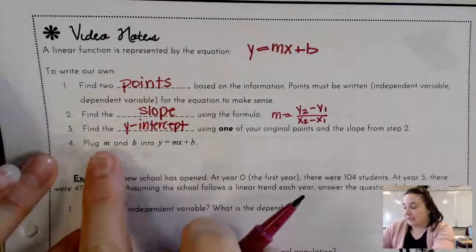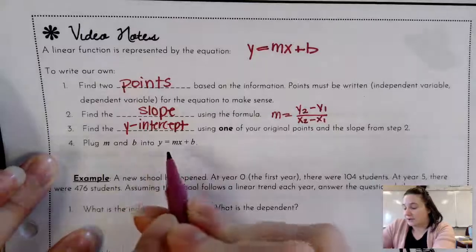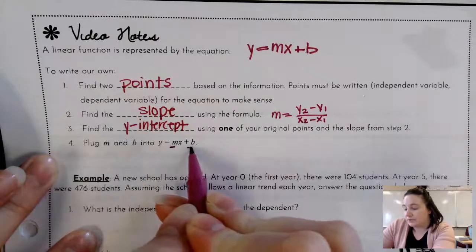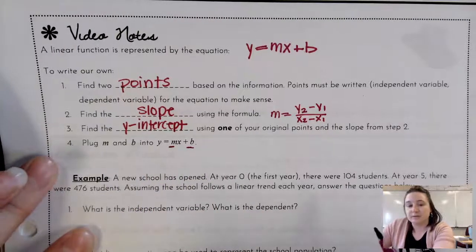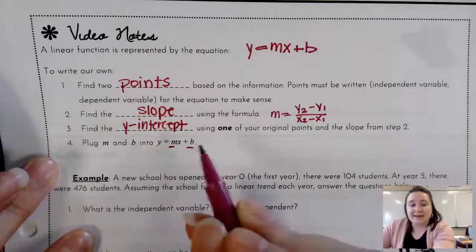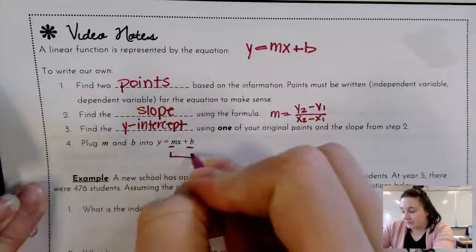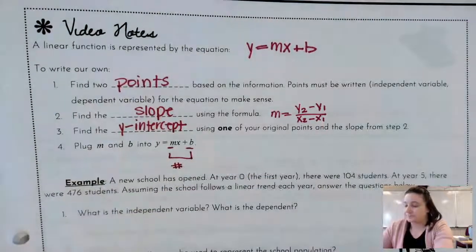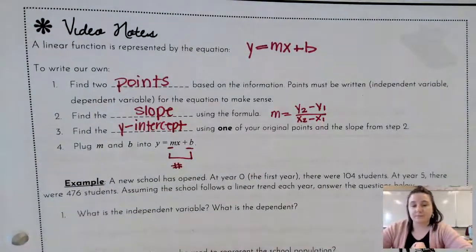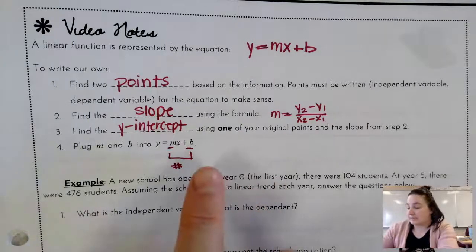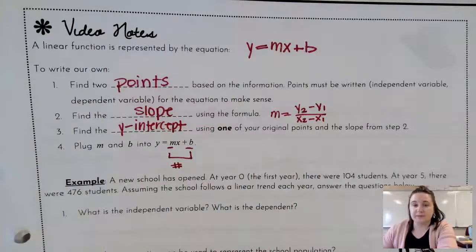And then you're just going to plug m and b into our equation. So these are the only 2 things that should be numbers. y and x will stay y and x. So if you want to make a little note to yourself, these are numbers. If you need to pause the video to catch up on filling those in, please do so.